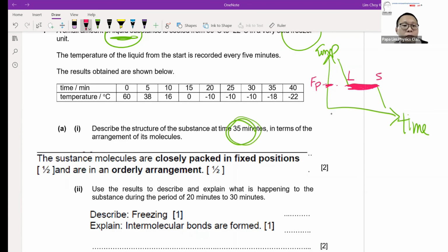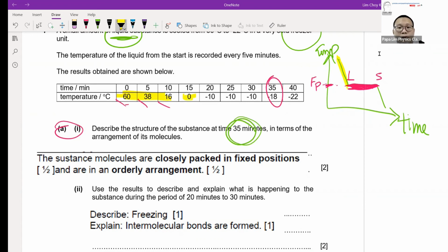So based on the question, you have to be careful before you answer part A1 first. Although we start off with liquid, it doesn't mean that I want the structure of the substance in terms of liquid. So you have to see what is the structure at 35 minutes first. If you look at temperature, you'll find that the temperature starts to drop because it's in the freezer. These three temperature decreases correspond to this particular line here. The temperature is getting lower and lower.